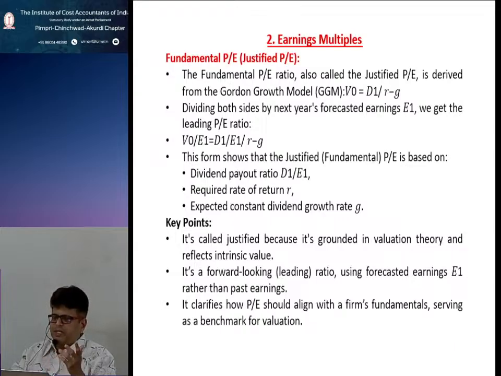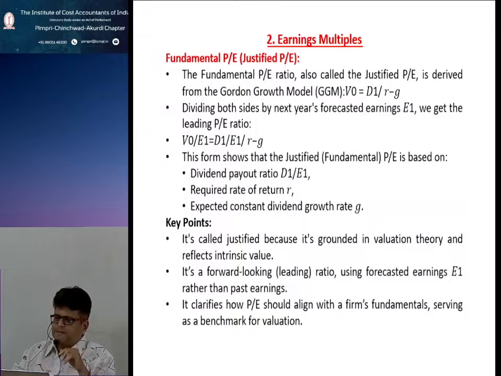Then comes the fundamental PE, that is justified PE. So what is meant by fundamental PE, justified PE? The fundamental PE ratio, also called the justified PE, is derived from the Gordon growth model, that is GGM, wherein V0 is equal to D1 divided by R minus G. Dividing both sides by next year's forecasted earnings, E1, we get the leading PE ratio. So the formula is V0 divided by E1, that is the forecasted earnings, equals D1 divided by E1 divided by R minus G.